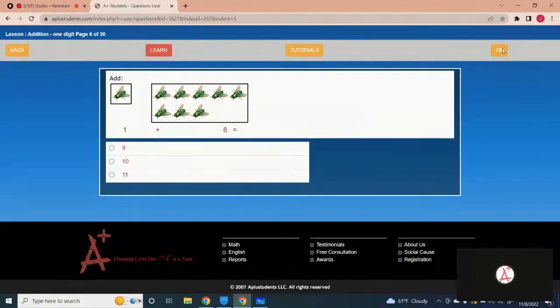Okay, add 1 plus 8. So 1 plus 8 makes 9. Got it? So the correct option is 9. Just select the correct option, then click on the OK button.